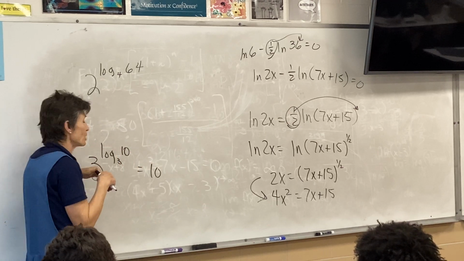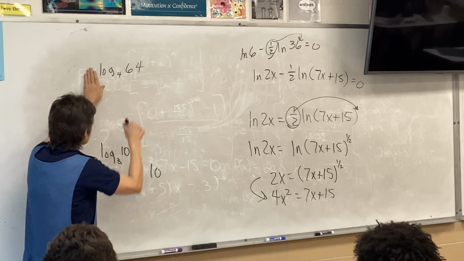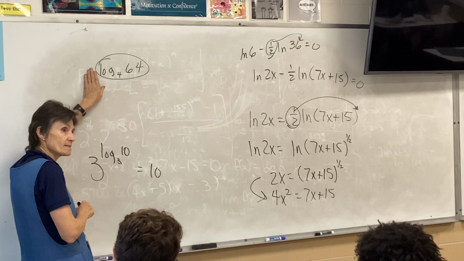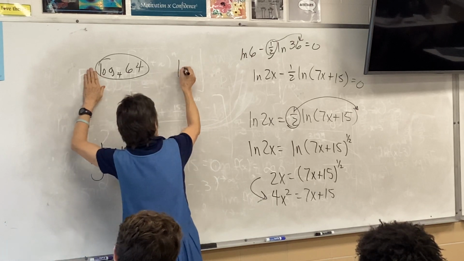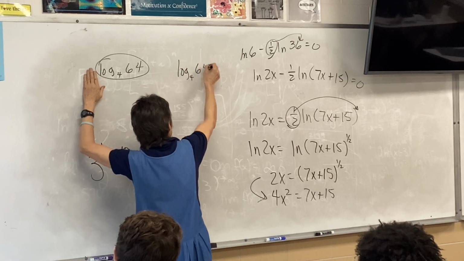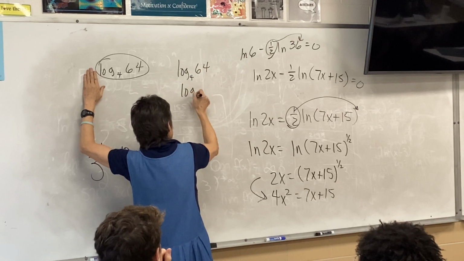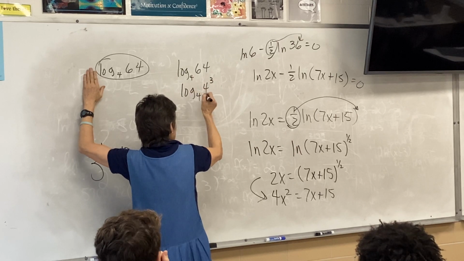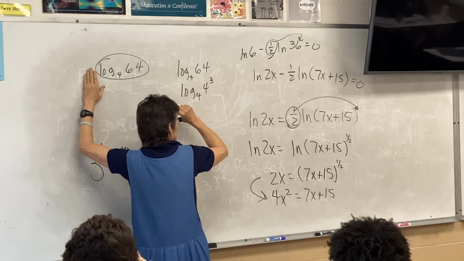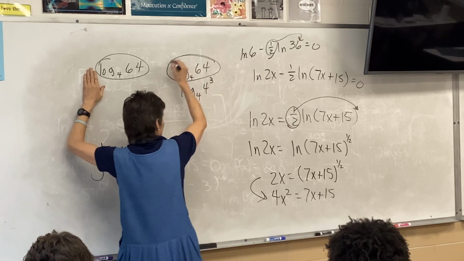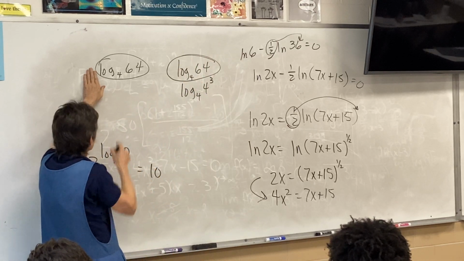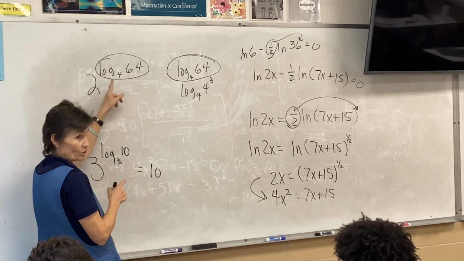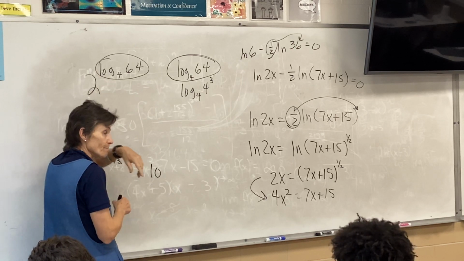So what I would suggest doing is just figure out what this equals. What's the log base 4 of 64? 3. Well, let's see, the log base 4 of 64. Isn't 64 4 cubed? Yeah. So the log base 4 of 4 cubed is 3. So this equals 3. So the answer to the problem is 2 to the third, which is 8.